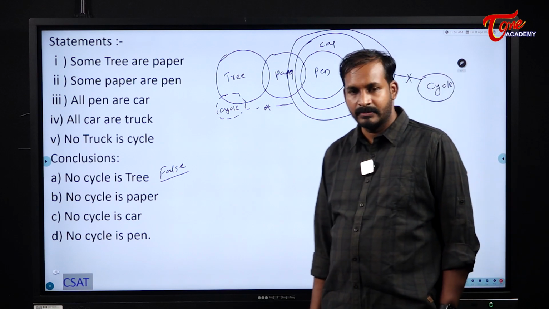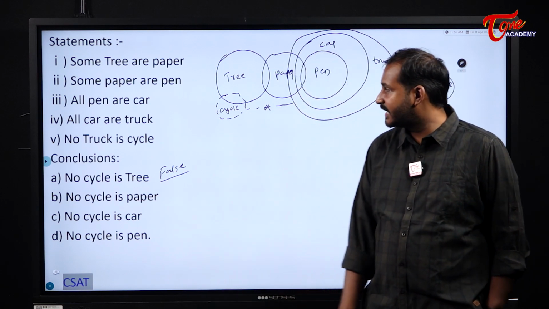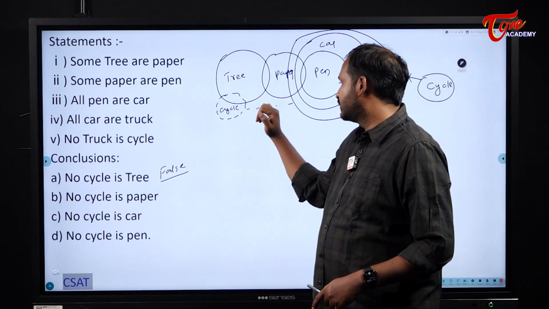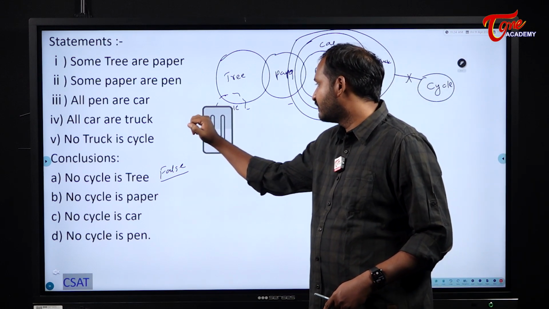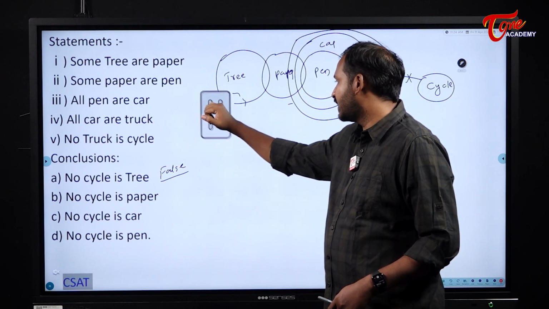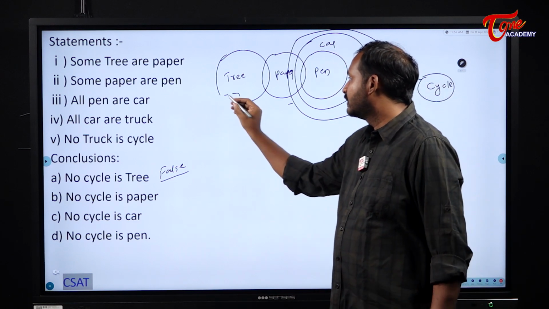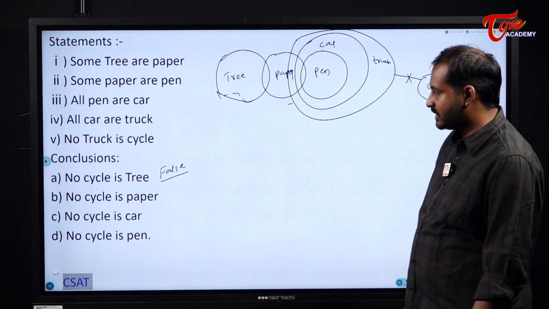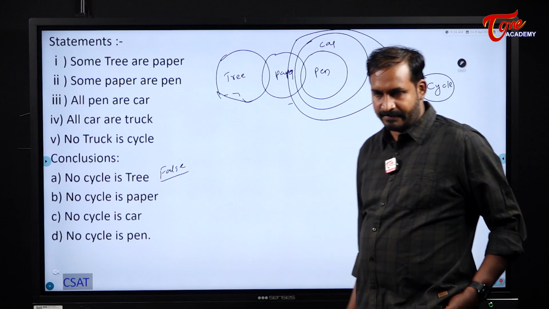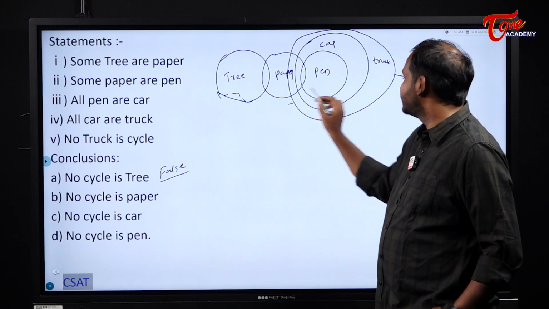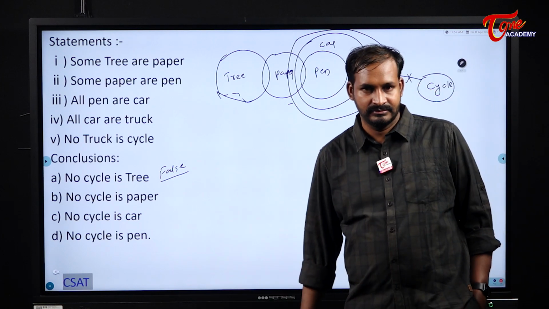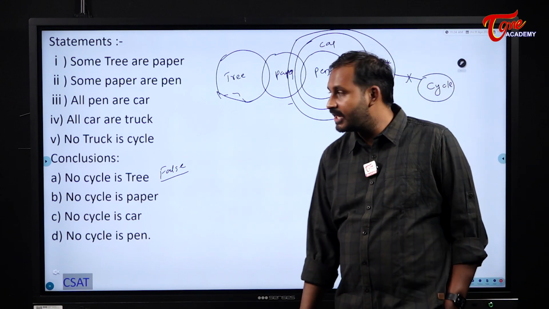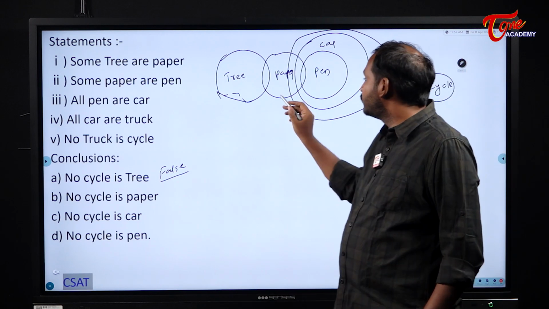Okay sir, good, superb. Next, come to the second conclusion. No cycle is paper. So now this one is gone, students. This alternate diagram is finished for me. I don't require this alternate diagram once again. That alternate diagram is for that conclusion only. Now come to the second one. No cycle is paper. According to the basic diagram, there is no relation between cycle and paper. That is true. But that is a negative conclusion, right? So to make it false, I will bring the cycle to the paper.